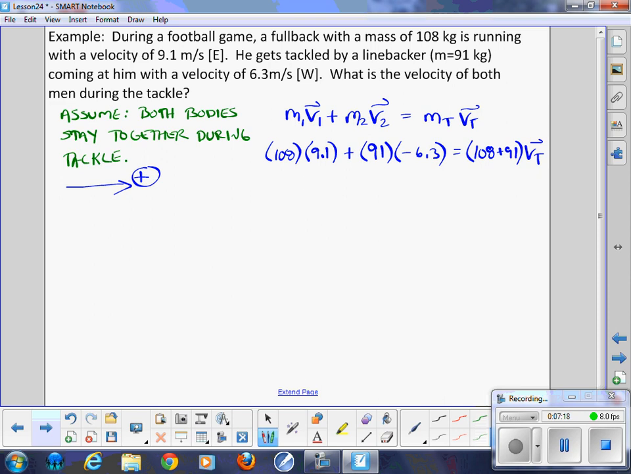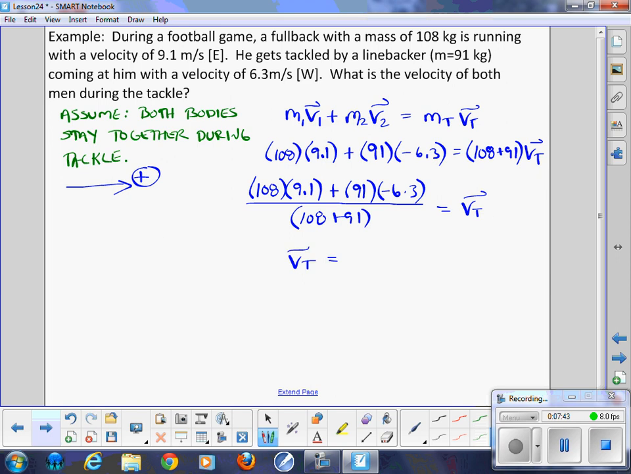All right. So what we can do then, we can go ahead and simplify. So you have 108 multiplied by the 9.1 plus the 91 minus 6.3. That's going to be divided by 108 plus 91. That'll give us the final combined velocity of these two gentlemen that are wrapped up in a painful looking collision. And when you run that through your calculator, you end up with a positive number, 2.1 meters per second. And since I assumed east was positive, that's going to be the resulting direction.